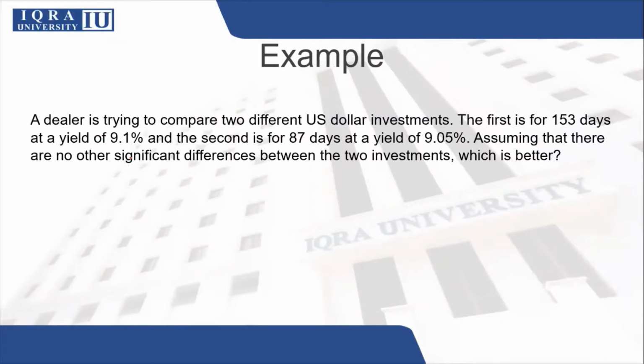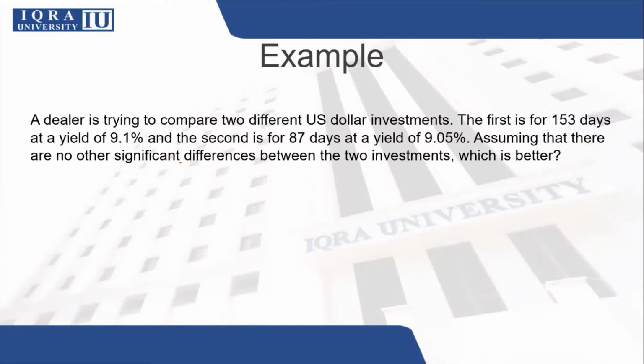So a dealer is trying to compare two different US dollar investments. The first is for 153 days at a yield of 9.1%, and the second is for 87 days at a yield of 9.05%. Assuming that there are no other significant differences between the two investments, which is better? Like I told you, these rates are important for comparison purposes. We need to decide which one is better.